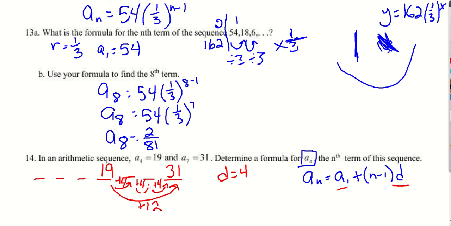D is 4. And now I can work backwards from 19. So minus 4 gives me 15. Go 4 back, it gives me 11. Go 4 back, gives me 7. And now I know the first term. And there's a1. So now I can write my formula.